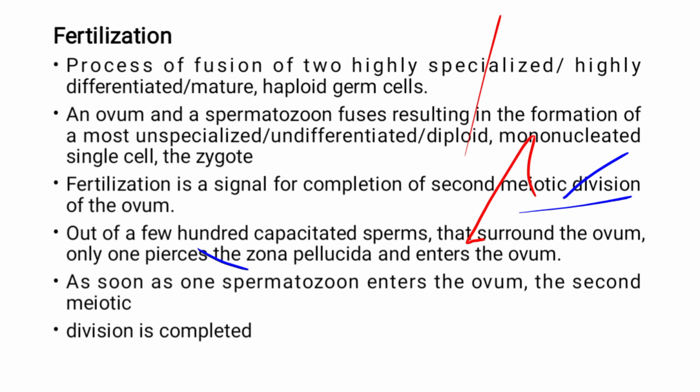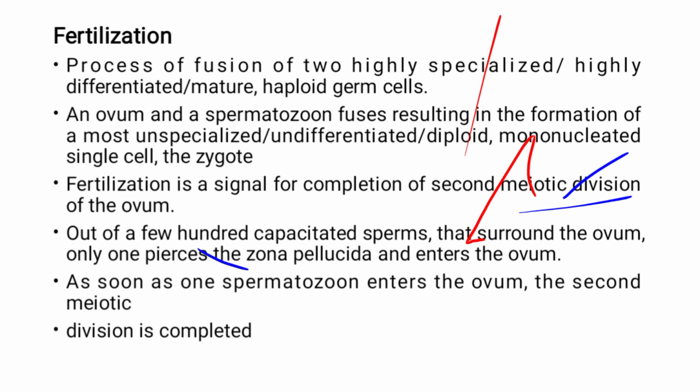Okay, so today we're talking about fertilization. Fertilization, as you know, is just a fusion of two highly specialized and differentiated haploid germ cells. The germ cells we're talking about are the oocyte and the spermatozoon. The spermatozoon is from the male, the oocyte from the female. When they fuse together, they form what we call a zygote, and the zygote undergoes meiotic division.